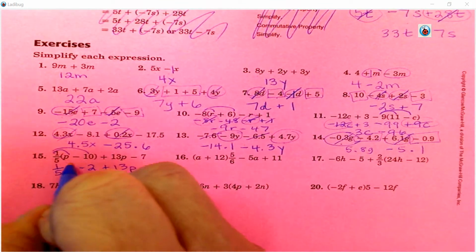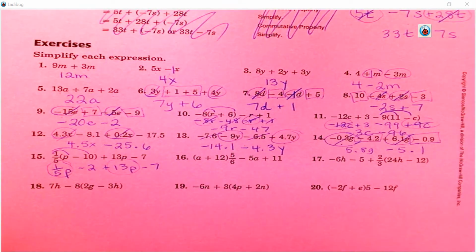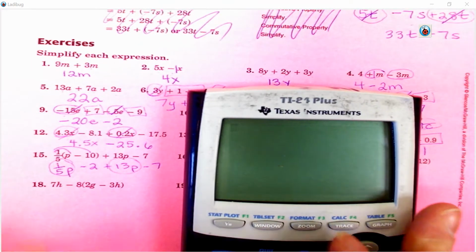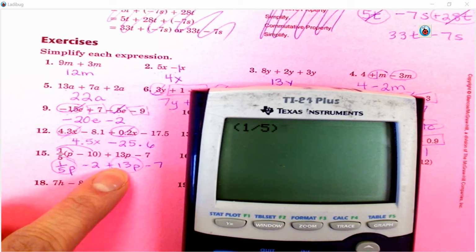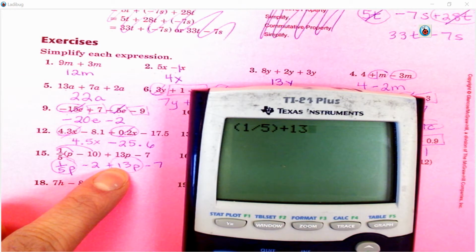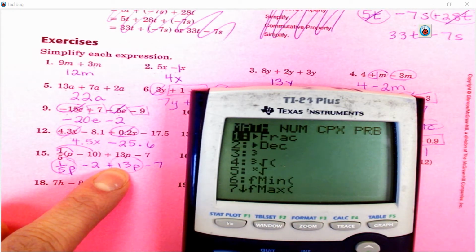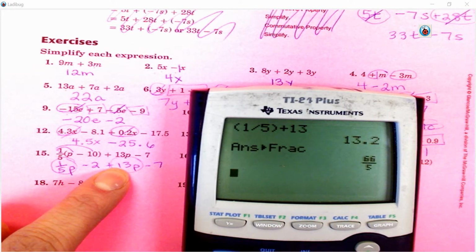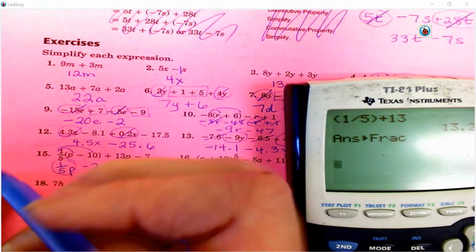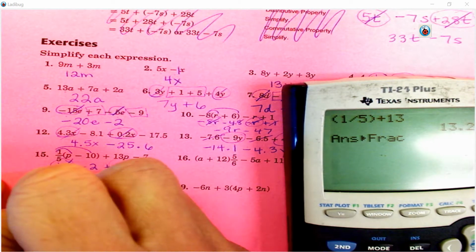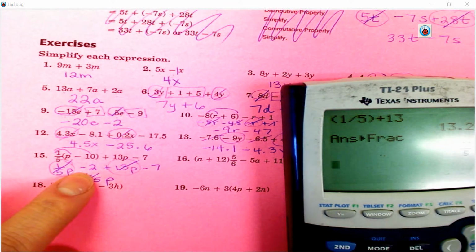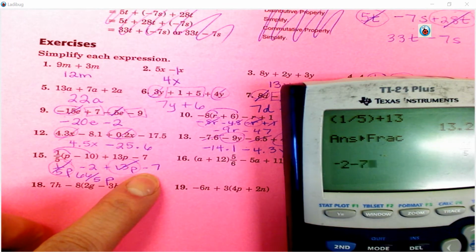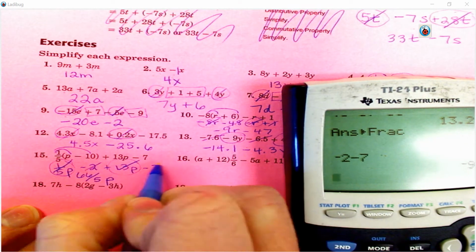And then when I combine like terms, I have a fraction and an integer to add together. So what I'm going to type in is 1 divided by 5 for 1/5 plus 13. I'm going to hit math and choose fraction, and I get 66 over 5. So those both combine to give me positive 66/5 p. And then I have negative 2 minus 7, which is negative 9.